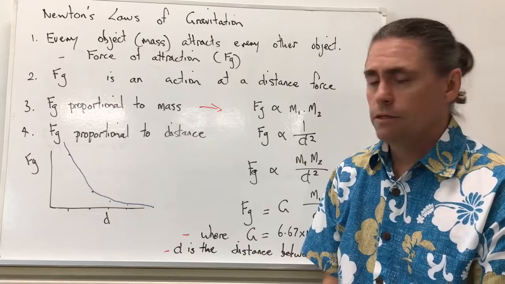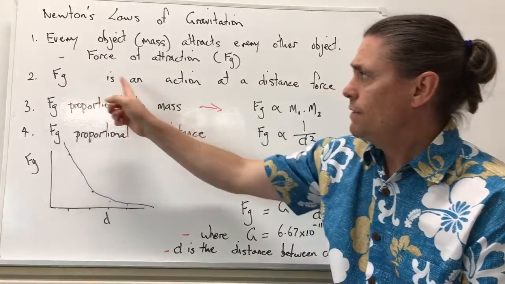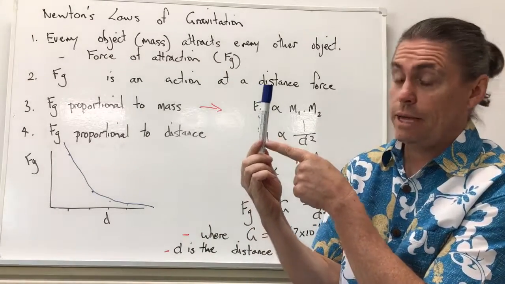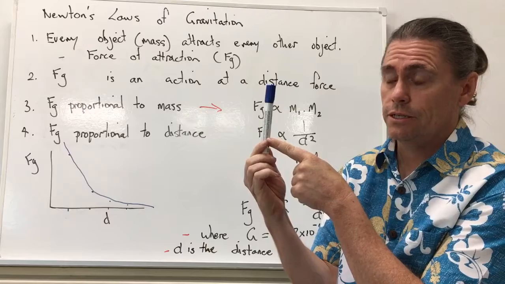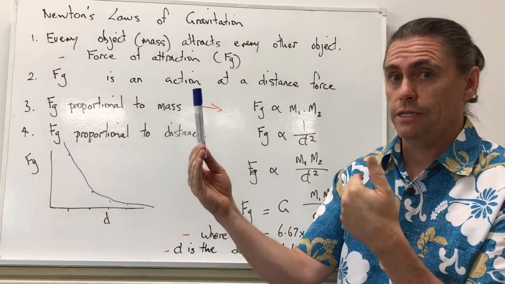Now, because the force of gravity acts over a distance, we can say that the force of gravity is an action at a distance force. So unlike me pushing this pen where I directly need to push it, gravity can act over a distance instead. The two objects don't need to be connected.